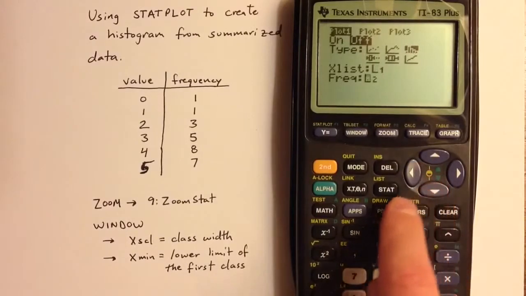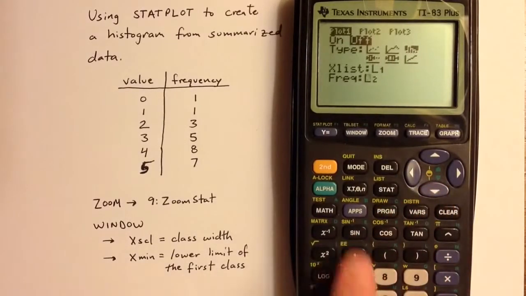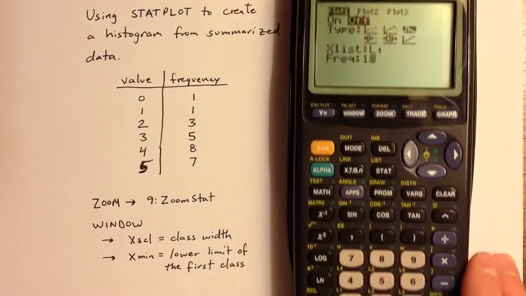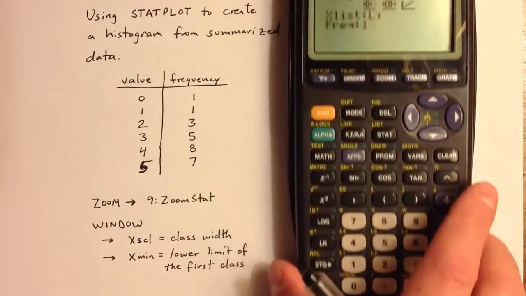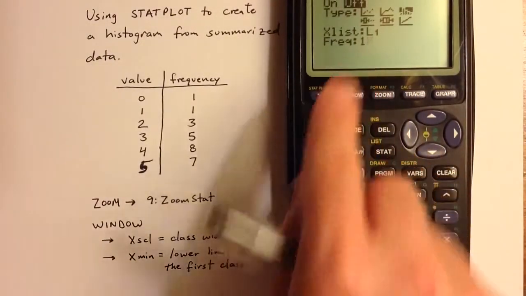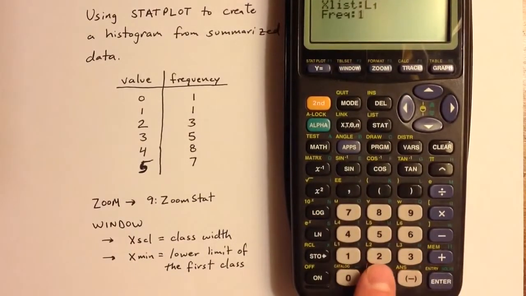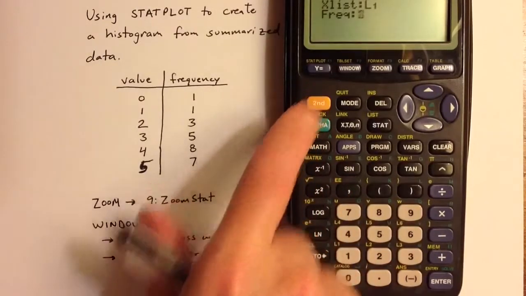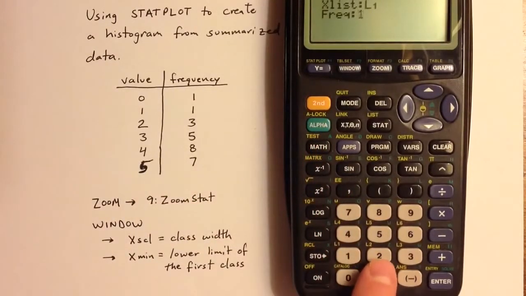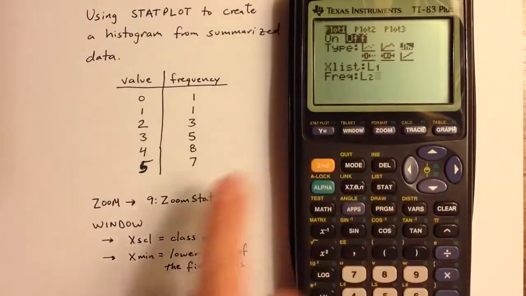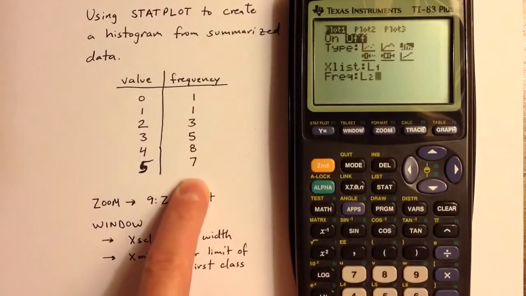And the frequency, sometimes you'll see a 1 there. I'd like to change that to be list 2. Usually the default, if you haven't done this before, would be a 1. I want to change that so it says list 2, which is above the 2 key, the yellow command. So I'm going to hit second and then press 2 to have that become list 2, because that's where we put the frequencies for each value of data.